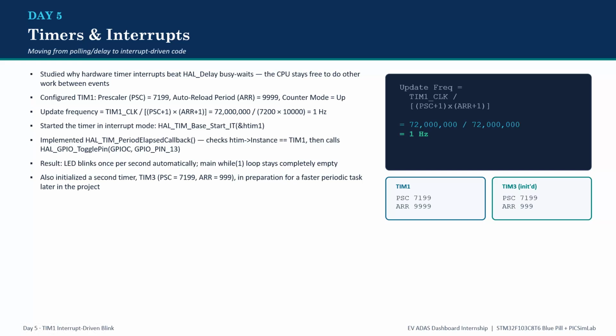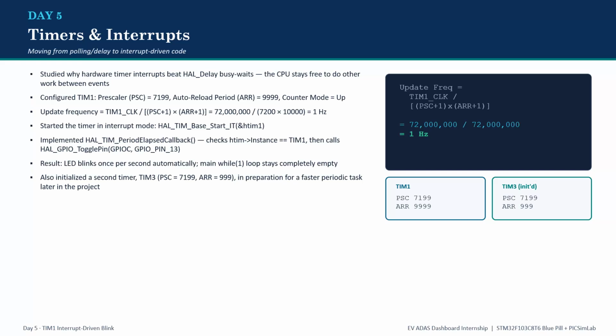Up until now, blinking an LED meant calling HAL_Delay, which just ties up the CPU doing nothing useful while it waits. Instead, I configured timer 1 with a prescaler of 7199 and an auto reload period of 9999, counting up. The update frequency formula is timer clock divided by (prescaler plus 1) times (period plus 1).